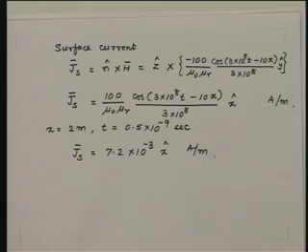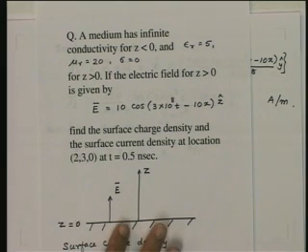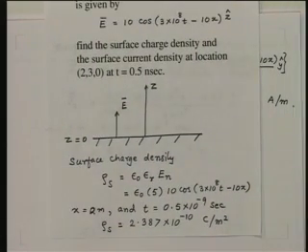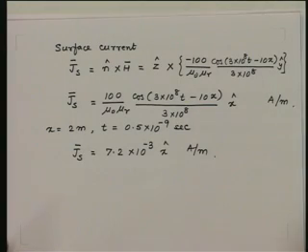So, in this case the electric field was given close to the conducting boundary. From the knowledge of the electric field, we find out what is the magnetic field, then we find out what is the tangential component of the magnetic field. Then using the boundary condition that n cross h gives the surface current, we find out the surface current on the conducting boundary, and then at location x equal to 2 meters and at time t equal to 0.5 nanosecond, we find the surface current on the conducting boundary.